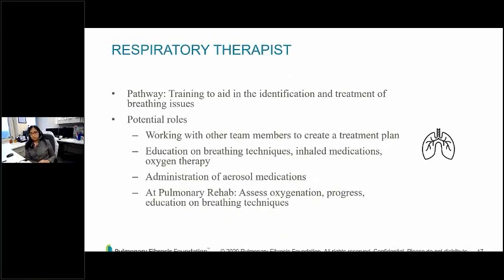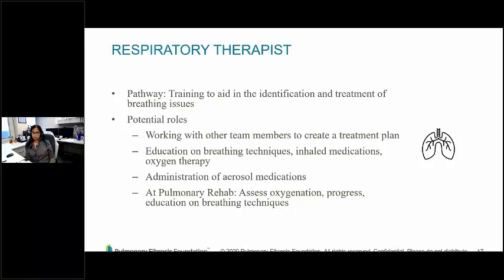Respiratory therapist. I should have mentioned earlier, not every team has this, and that doesn't mean that one team is better or worse than another team. It really just means these are the resources that this team has, and this is how they've used those members to fill all of the needs of a patient. Some of the roles that I'm listing for respiratory therapists are done by pulmonary nurses in other practices. A respiratory therapist is someone who's trained specifically in aiding in identification and treatment of breathing issues.